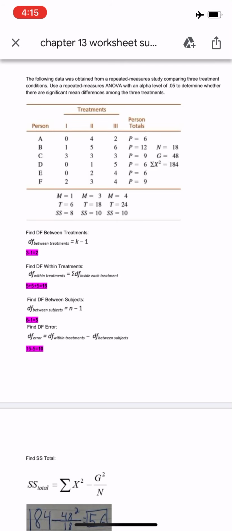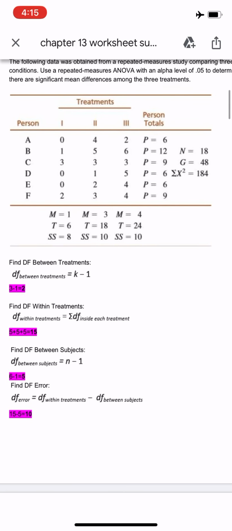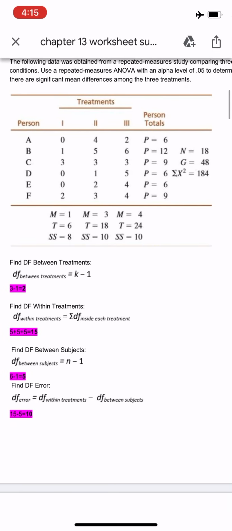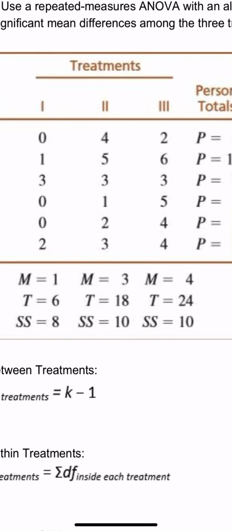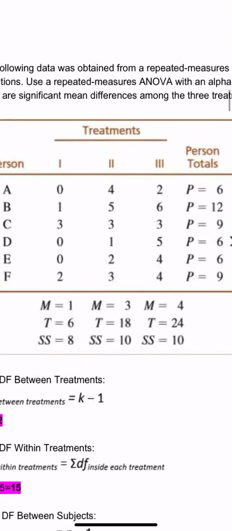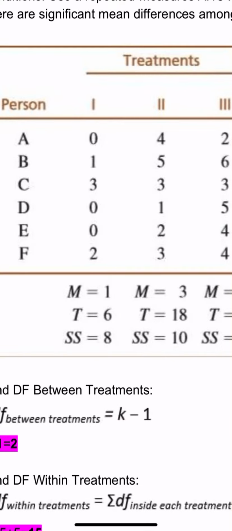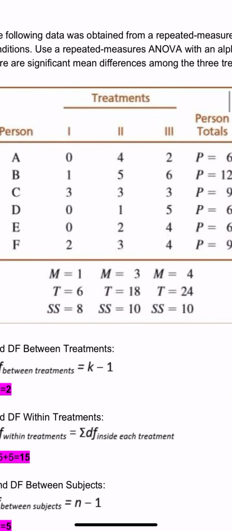the 3 treatments. All right, so first you have to understand what you're looking at when you're looking at this ANOVA matrix. You have A, B, C, D, E, F, right? So you have 6 participants that are in 3 treatment conditions. And it is a repeated measures ANOVA. So that means that these 6 participants participate in all 3 treatments.